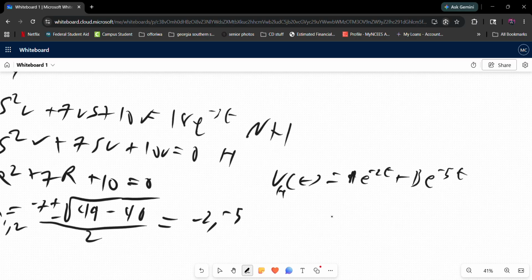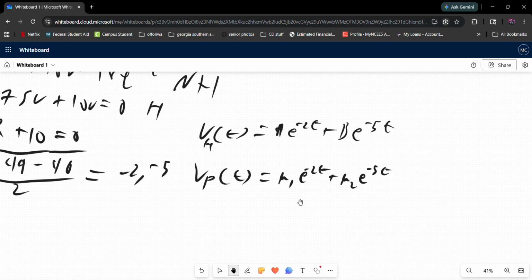Anyway, with variation of parameters, you assume the particular solution is of the form mu1 e to the negative 2t plus mu2 e to the negative 5t. All right, now we'll define mu1.